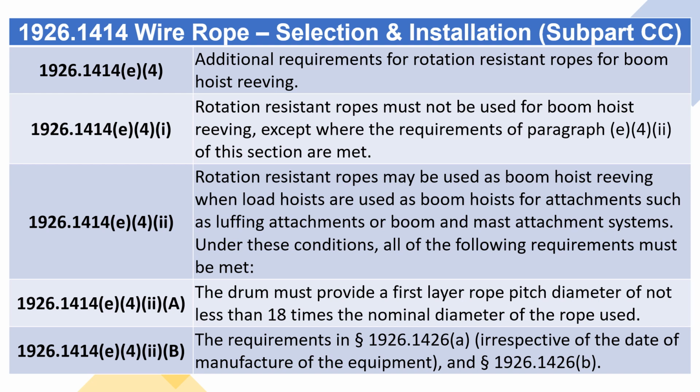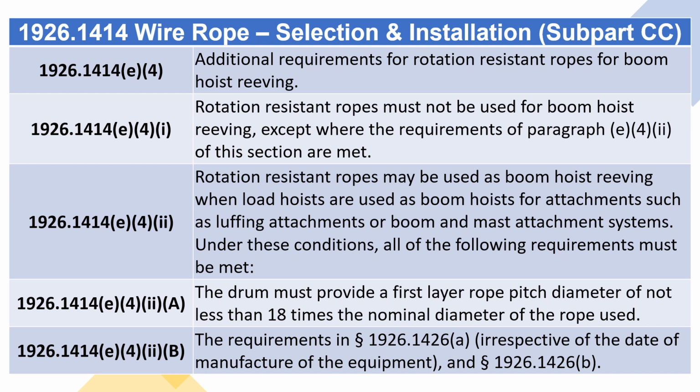1926.1414(e)(4) Additional requirements for rotation-resistant ropes for boom hoist reeving. 1926.1414(e)(4)(i) Rotation-resistant ropes must not be used for boom hoist reeving, except where the requirements of paragraph (e)(4)(ii) of this section are met. 1926.1414(e)(4)(ii) Rotation-resistant ropes may be used as boom hoist reeving when load hoists are used as boom hoists for attachments such as luffing attachments or boom and mast attachment systems. Under these conditions, all of the following requirements must be met.